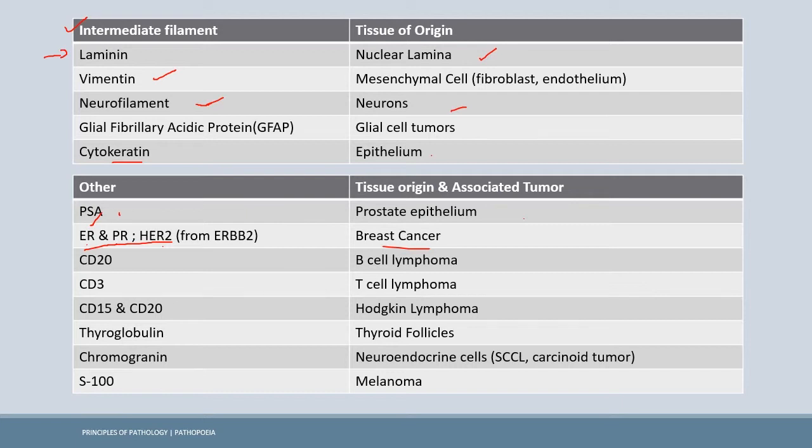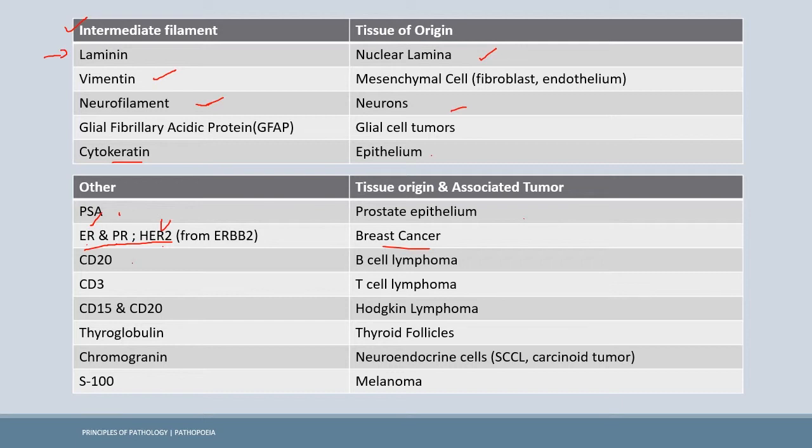Another is the HER2. Now the HER2 is the protein product of the ERBB2 gene, and the HER2 is important particularly because there is a drug, the Herceptin, that targets the HER2 protein. Herceptin is the cancer drug that targets HER2. So there is a tie-in from the pharmacology too. So these are very important for the purposes of examinations.